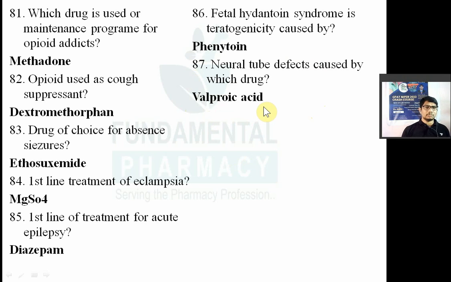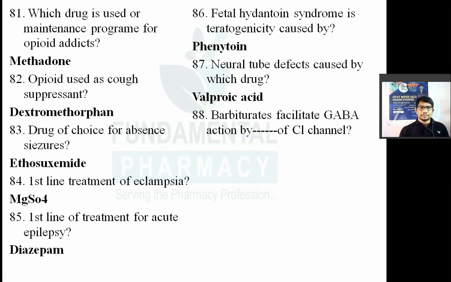It decreases the metabolism of GABA by inhibiting GABA transaminase, because GABA transaminase is the enzyme which metabolizes the GABA, right? Now it also blocks the sodium ion channels. It also blocks the calcium T current. So it is a broad spectrum anti-epileptic drug, and is a drug of choice in a lot of types of epilepsy.